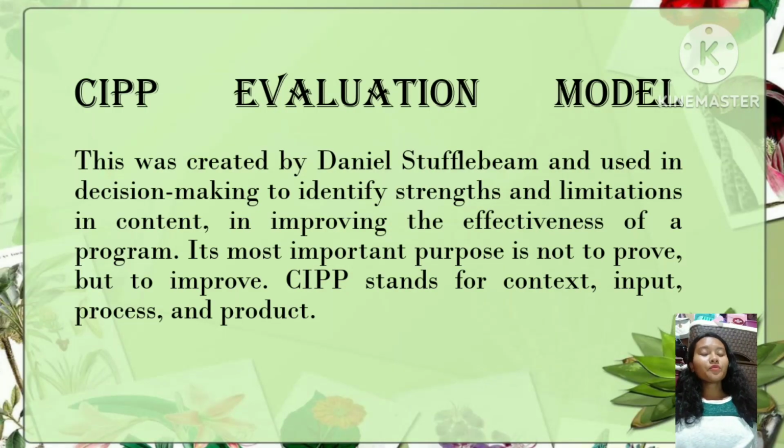So the next model, we have the CIPP evaluation model, and this was created by Daniel Stufflebeam and used in decision making to identify strengths and limitations in content, in improving the effectiveness of a program. Its most important purpose is not to prove, but rather to improve. CIPP stands for Context, Input, Process, and Product.